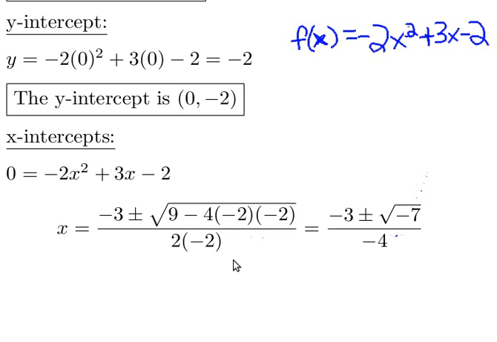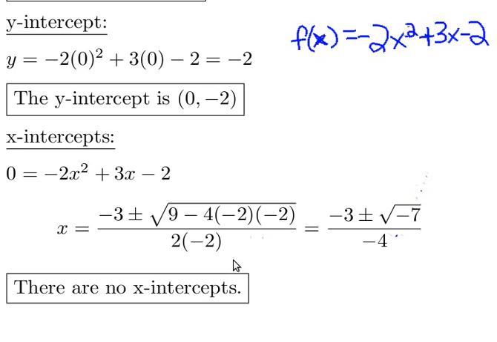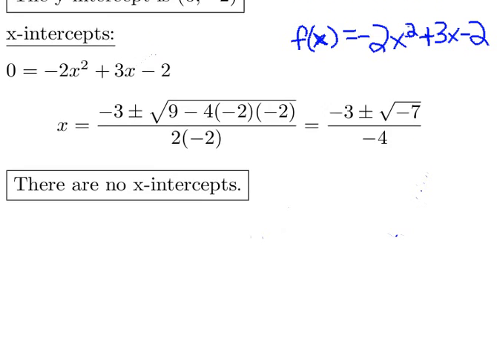So the answer to the x-intercept part is there are no x-intercepts. And let's box it. So how do we graph this without x-intercepts? Well, the y-intercept helps, and that's probably all we need, really. But all we really need is 2 points on either side of the vertex. So let's go ahead and scroll down and get started.